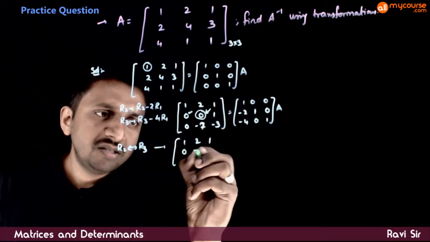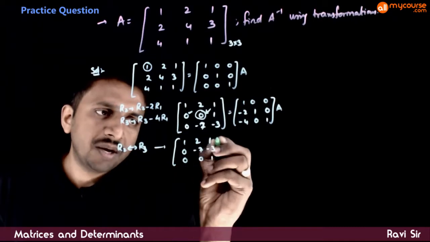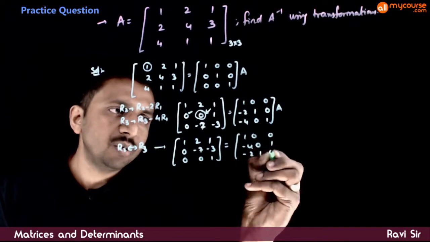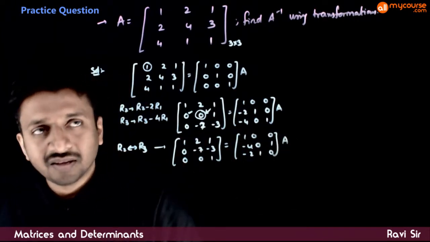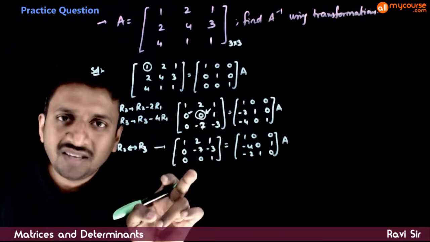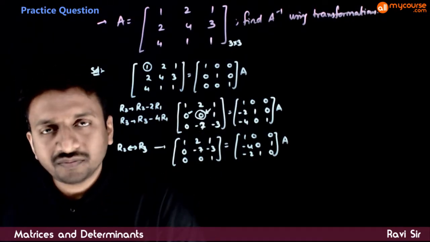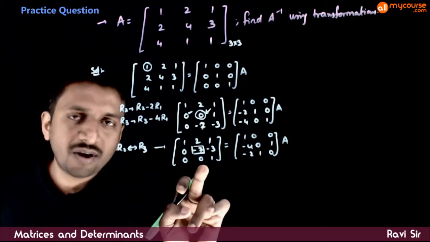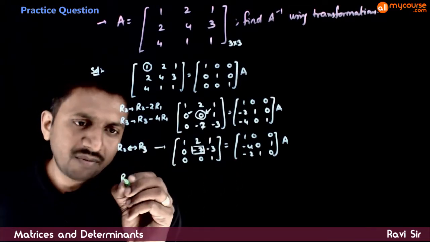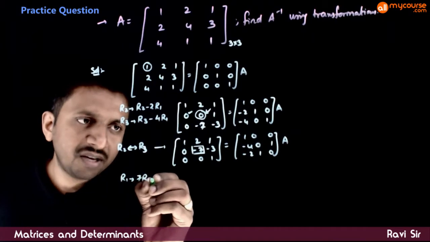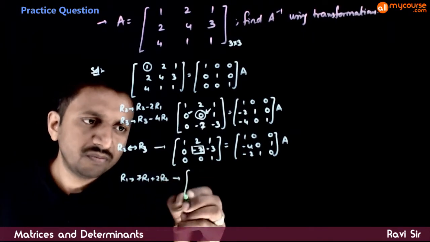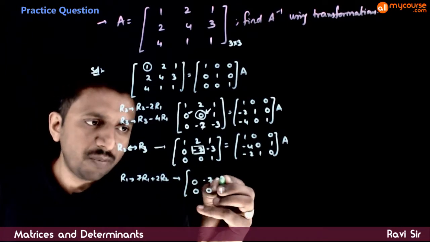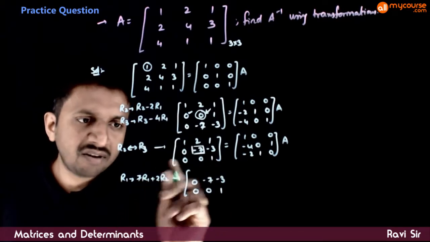So we get 1 2 1, 0 minus 7 minus 3, 0 0 1 is equal to, here also we do the same thing, minus 4 0 1, minus 2 1 0 times A. So if you get zeros in the pivot positions, this step will be an extra step which you need to do. Now using this minus 7, you can make the remaining element 0. So this has already been 0. R3 is not being changed. R2 is not being changed. So R1 becomes 7R1 plus 2R2.